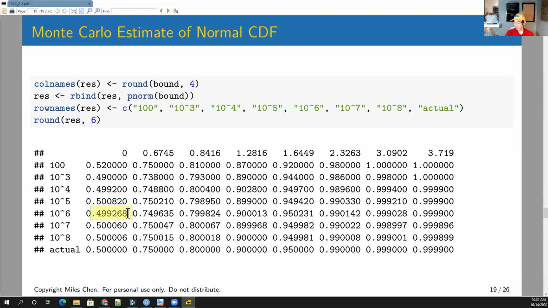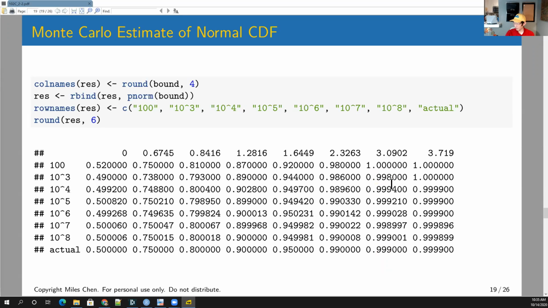With 1,000,000 values, this is the proportion that was less than 0. With 10 million and with 100 million, this is the proportion that came out less than 0. These numbers get closer and closer to 0.5, and we can see how all of these values in general get closer to their true values as the number of random values increases. Here the actual value is 0.999, and with 100 we just got 1,000.